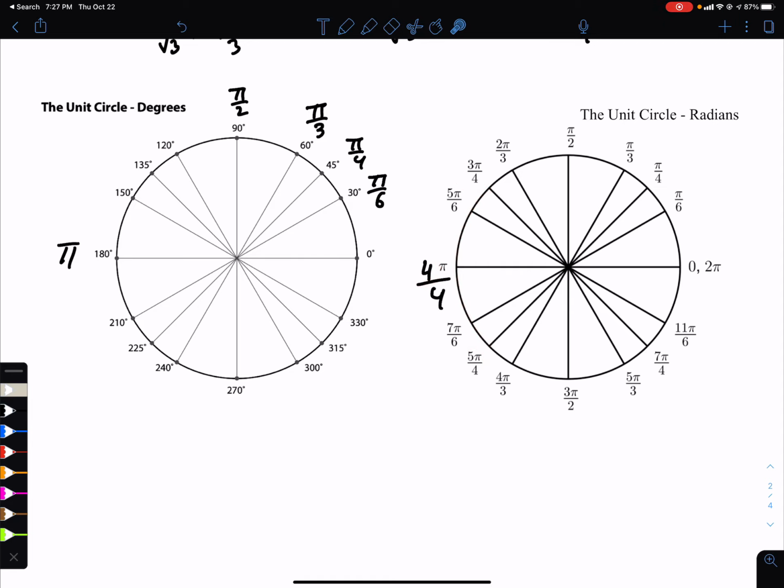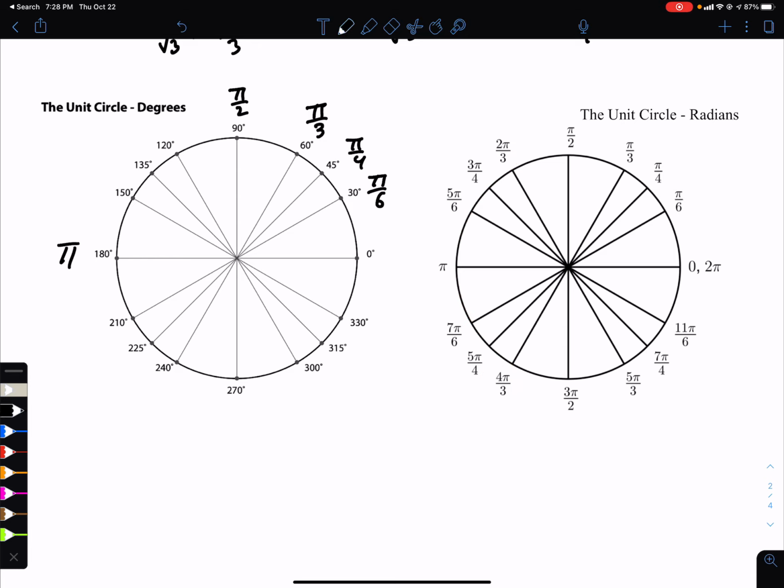And the last one we'll look at here is the pi over 3s. Pi is 3 pi over 3. Watch, if I back up 60 degrees, I had 3, now I'm at 2 pi over 3. If I'm at 3 pi over 3 and I advance pi over 3, look, I'm at 4 pi over 3 if I advance 60 degrees. That's how easy that is.